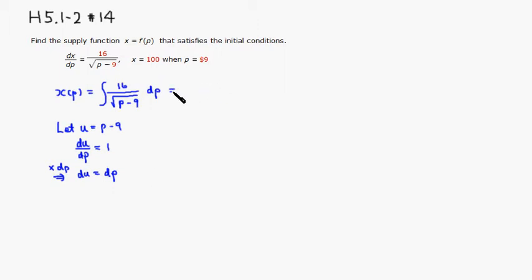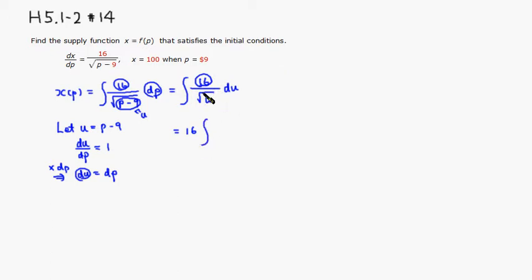So let's rewrite that as an integral. 16 is on top, so 16. We decided to call p minus 9 u, so that's going to be square root of u. dp is the same thing as du, so put du here. I don't like square root. First thing is 16 is just a constant, so put it outside of the integral. So you have an integral.